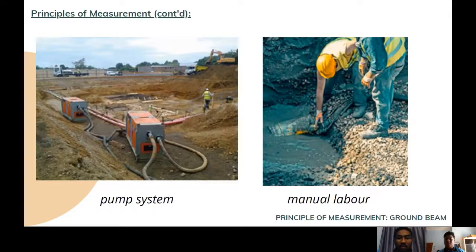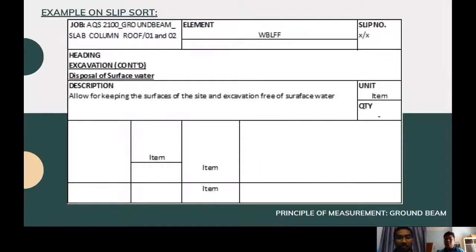There are two types of disposal of surface water, which are the pump system and the manual method. Next. Alright, so this is the example on the slip sheet.